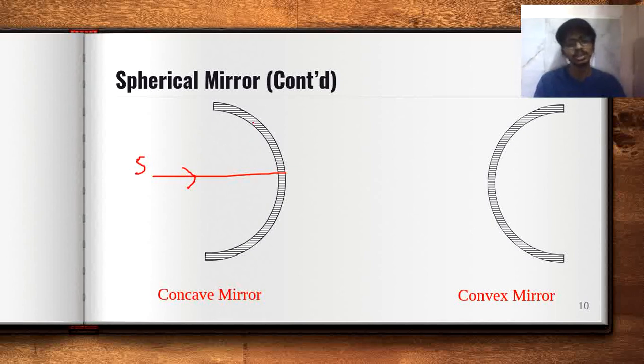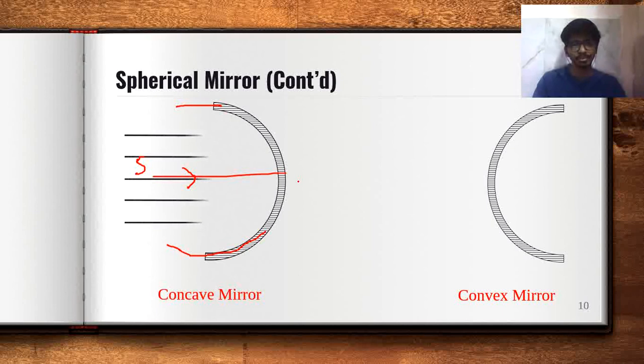Now see, this is the reflecting surface. This reflecting surface is going inward, meaning it is going towards the source. This curved surface is going inward, so that's why it is concave.